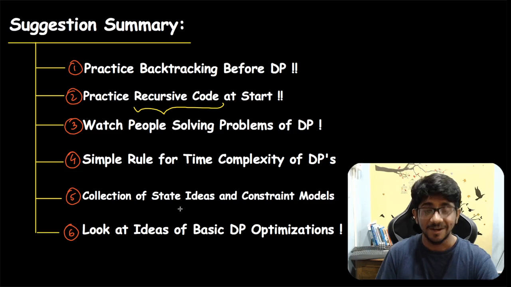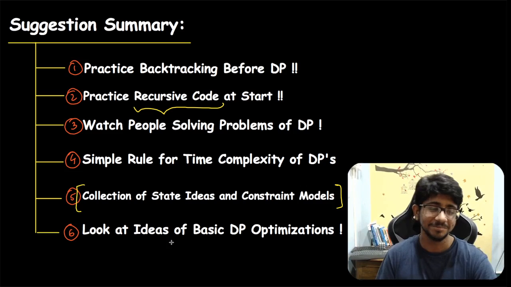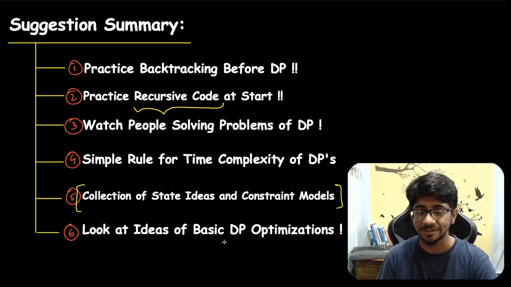Okay, this is the most important thing that people say as practice: build a collection of ideas, basically state ideas and constraint models. That is, how do you model a particular constraint in a problem, right? And then finally, if you are already done with these first 5 points and want to improve more, look at ideas of basic DP optimizations, like at least prefix sums of previous layers, pre-computing prefix sums on normal arrays that are already given to you, and keeping state space reductions, which are pretty common. So these are things you should definitely look at.